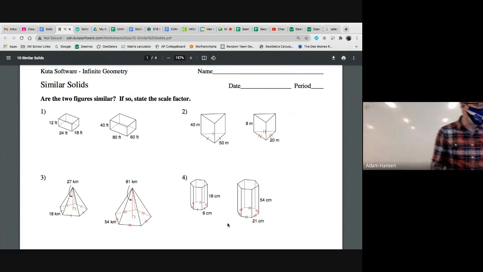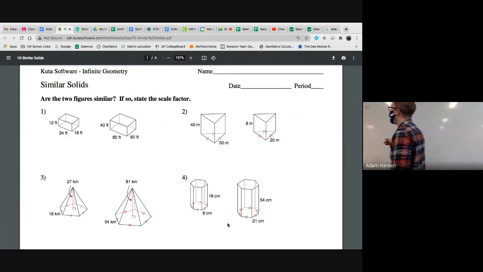Let's see if the corresponding side lengths are proportional. Let's look at the base edges. The smaller pyramid has a base edge length of 18. The larger, 54. Let's do the same thing for the heights. I'll make a proportion from those: 27 for the height of the first, 81 kilometers for the height of the next. I'll start reducing those down. Hopefully they reduce down to the same thing.